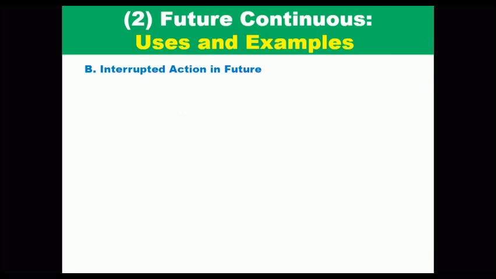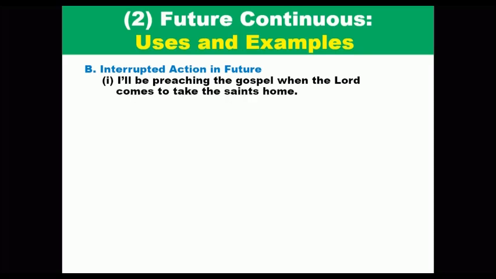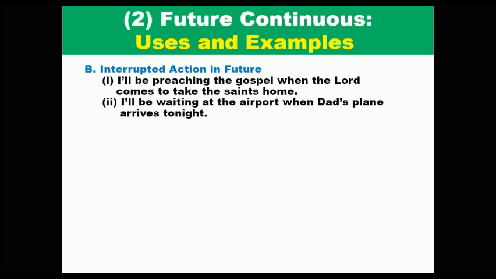Then the second one is interrupted action in the future. We can use future continuous tense to talk about interrupted actions in future. For example, I'll be preaching the gospel when the Lord comes to take the saints home. You know, something that is going to happen in future, and then there will be interruption at a point. I'll be preaching the gospel, then that activity will be interrupted by the coming of the Lord.